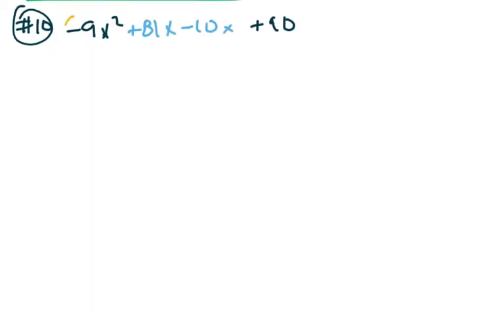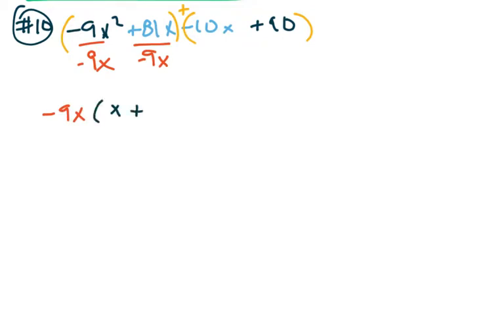So moving on to grouping, if we take this first piece, definitely a 9 can come out of both of those, and an x. Since I like to get our negatives out as much as possible, let's do negative 9. So if we do negative 9x out front, the leftovers after that is going to be just an x and then a 9.